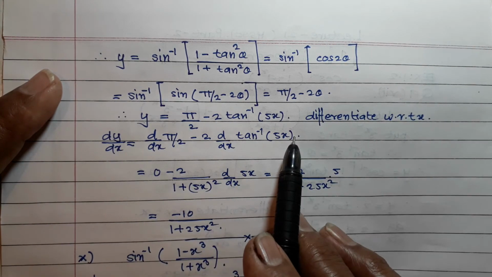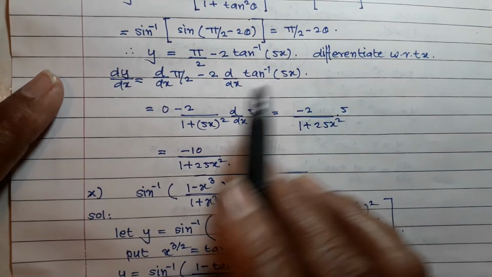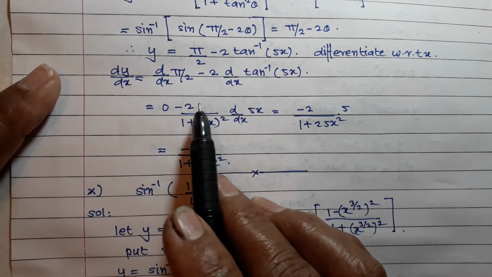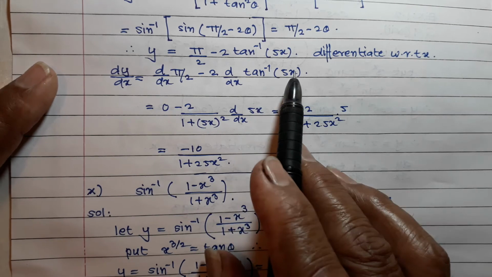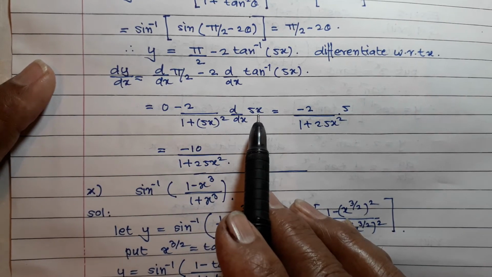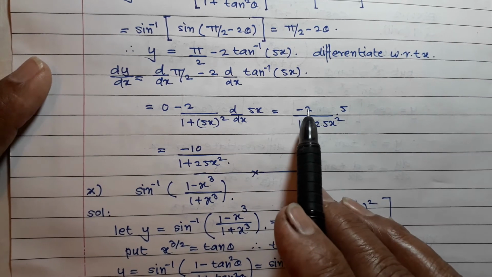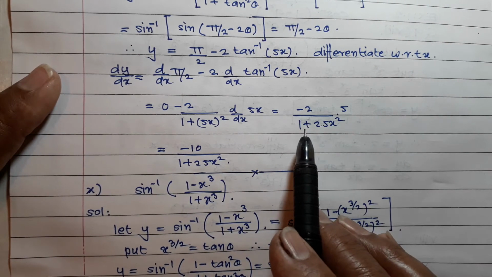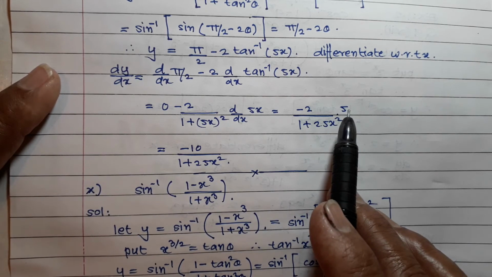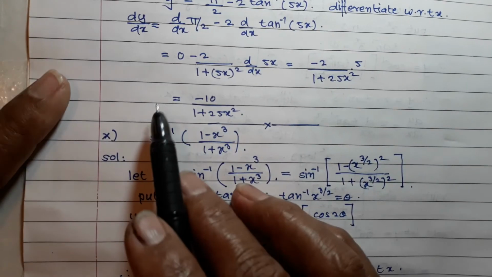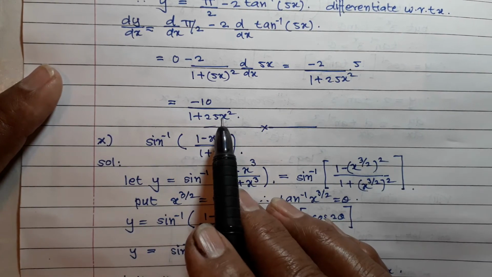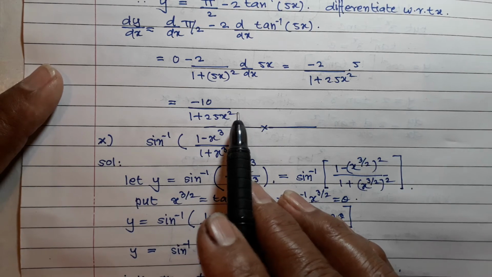tan inverse 5x. So the derivative of this is 0 minus 2, and the derivative of tan inverse is 1 upon 1 plus (5x) square, times d/dx of 5x. So it is equal to minus 2 upon 1 plus 25x square into 5, and therefore dy/dx is equal to minus 10 upon 1 plus 25x square. Okay.